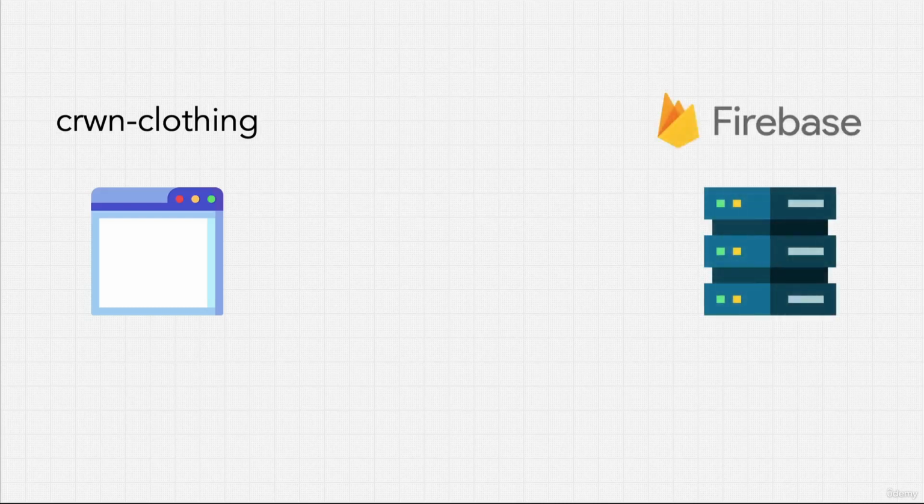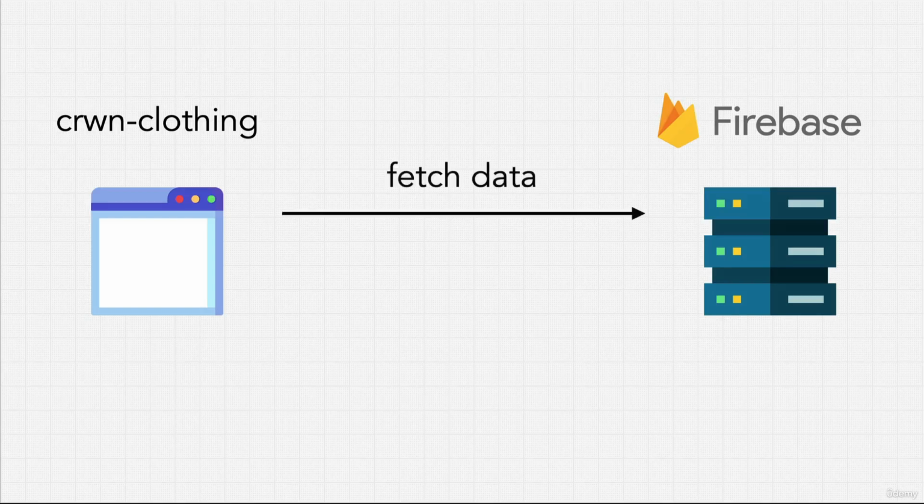Let's imagine that we had our web application, Crown Clothing, on the left here. On the right, you have your Firebase server, which is hosting your database. What you would do is make a request from Crown Clothing to fetch data. So here we're asking to read some specific data from Firebase. Maybe this is a user profile. Maybe this is something related to a collection of clothing. Maybe this is even a very specific article of clothing.